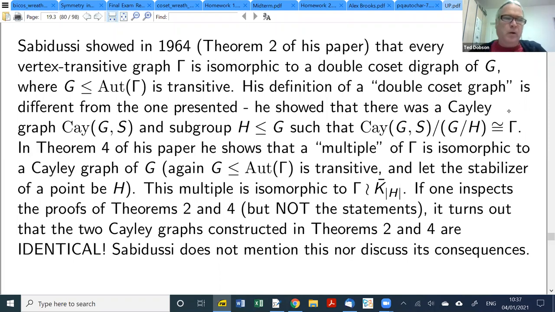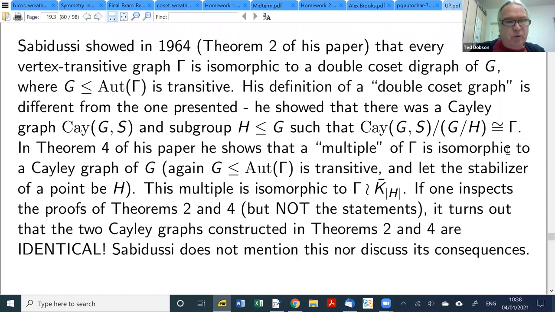Now in theorem four of this same paper, he showed something else. He showed that a multiple of gamma is isomorphic to a Cayley graph of G. So in other words, if you're thinking of Cayley graphs and coset graphs, a coset graph is a quotient of a Cayley graph, but then you can recover a Cayley graph somehow using this multiple. This is Sabidussi's terminology, and this is what everybody uses. So if you look in, say, the handbook of graph products, I think it's mentioned there, lots of people know this.